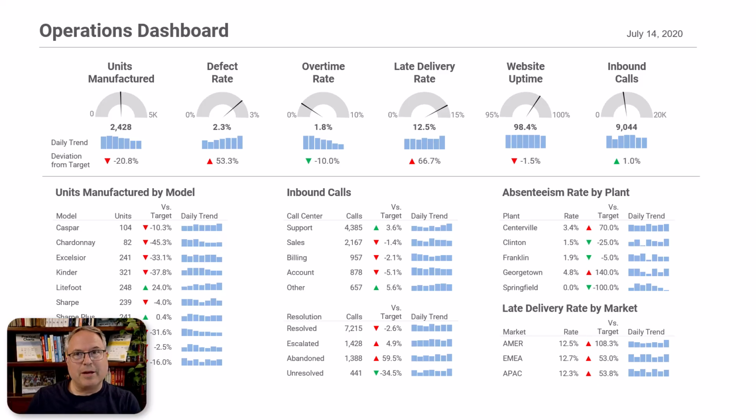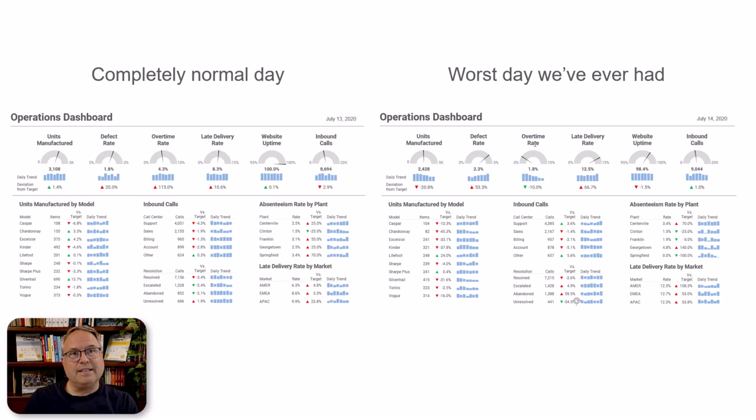And on this day, they might realize after 30 or 40 minutes of tedious work that in fact, there are crises happening here, multiple crises happening simultaneously. In fact, this is the worst day we've ever had in operations. And yet, it didn't look really different than the day before, which was a completely normal day. And so again, that should just kind of immediately disqualify this as a useful way of showing what requires attention and how we're doing, because the worst day we've ever had should look different than a completely normal day.